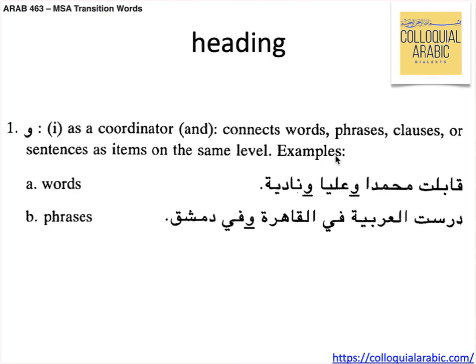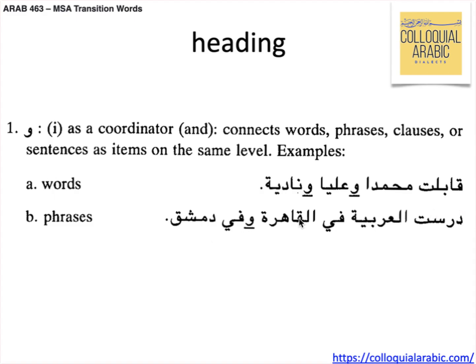So next, the wow. Let's look in more detail over here. It's a summary of those connectors that we have discussed in this lecture. Wow is a coordinator and connects words, phrases, clauses, or sentences as items on the same level. Example: Qabilat Muhammad wa Aliya wa Nadia. That's three options, so three people are being discussed over here.